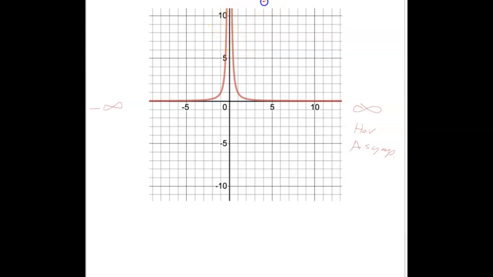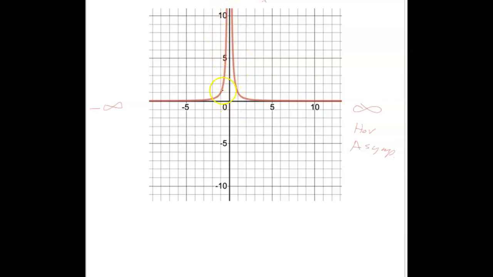Again, you have a domain issue. X can't be 0, or you're doing 1 divided by 0. So you actually don't ever, if you follow the y-axis all the way up to positive infinity, you would never have either side of this curve cross this. It never actually touches the y-axis. It has no y-intercept.